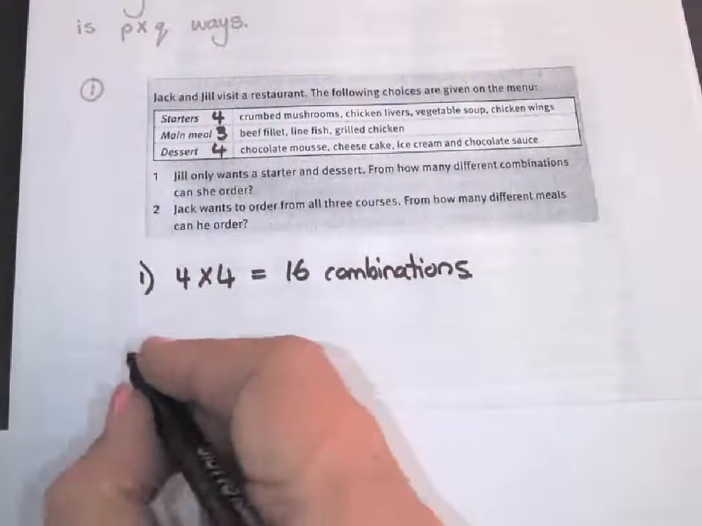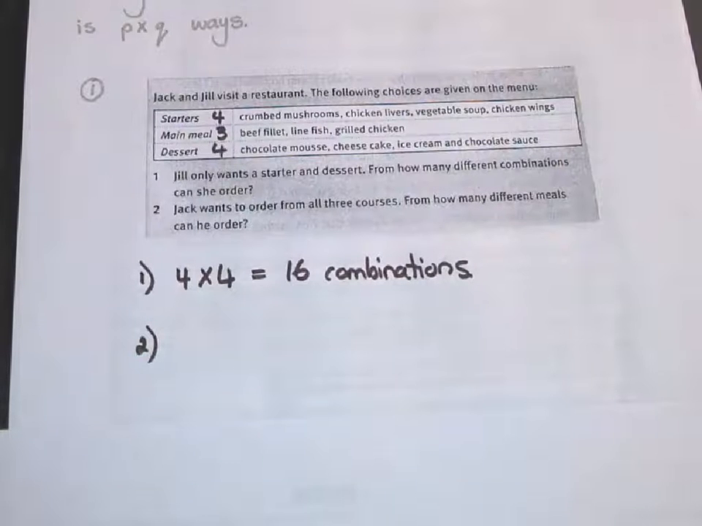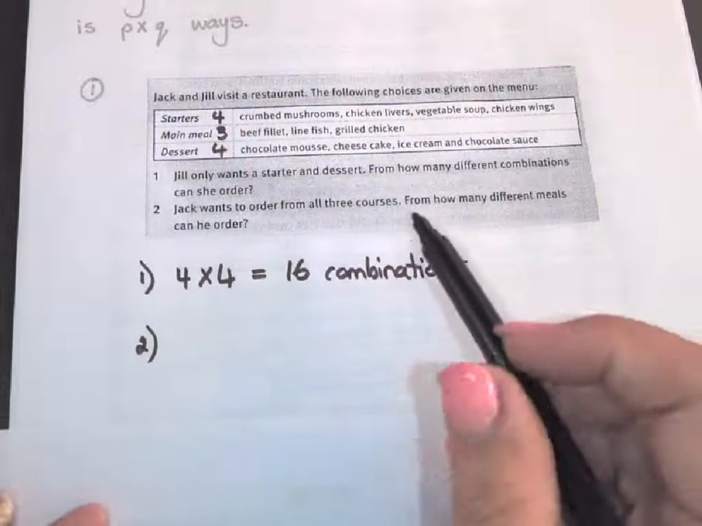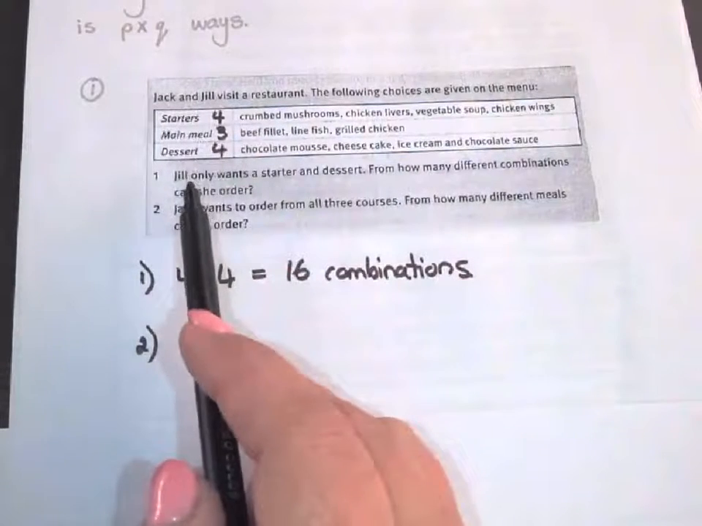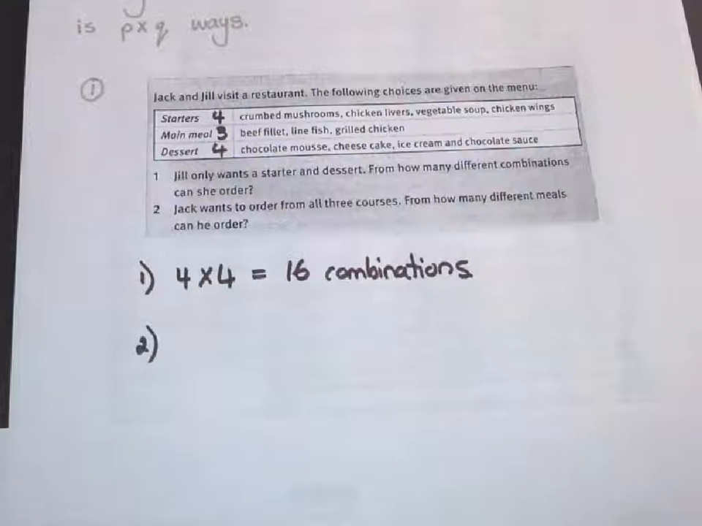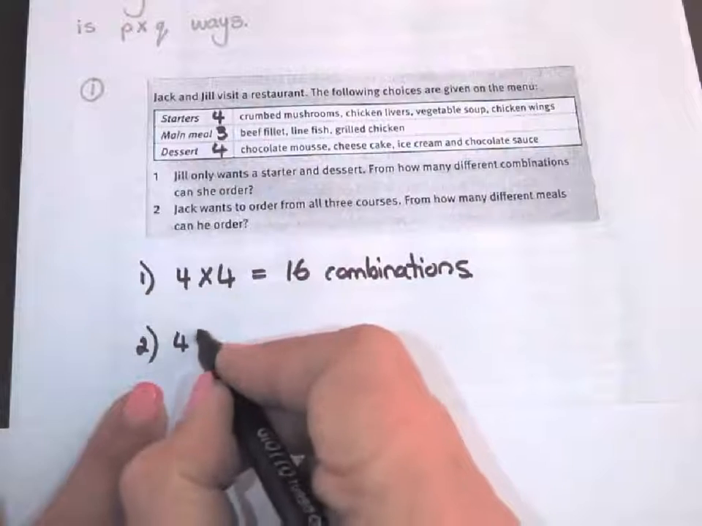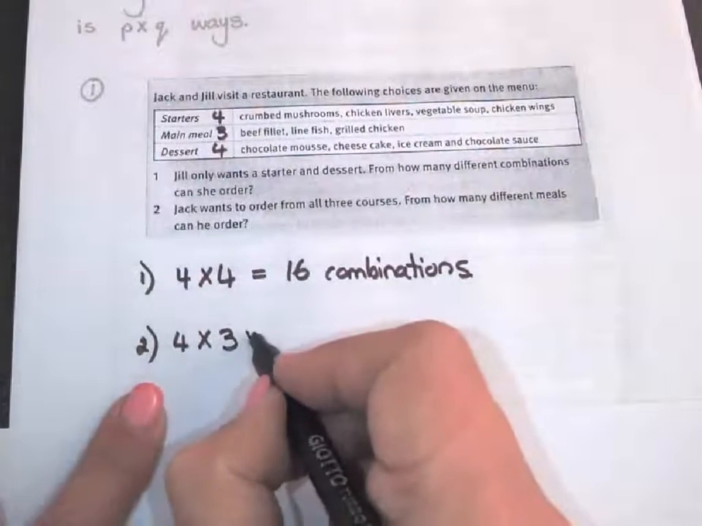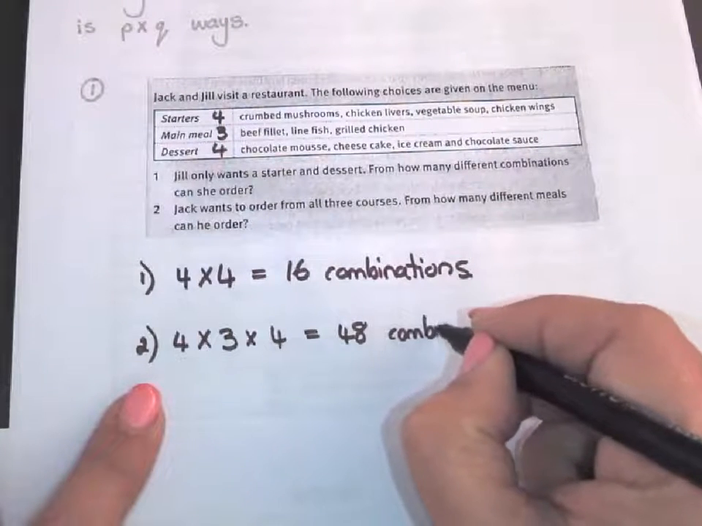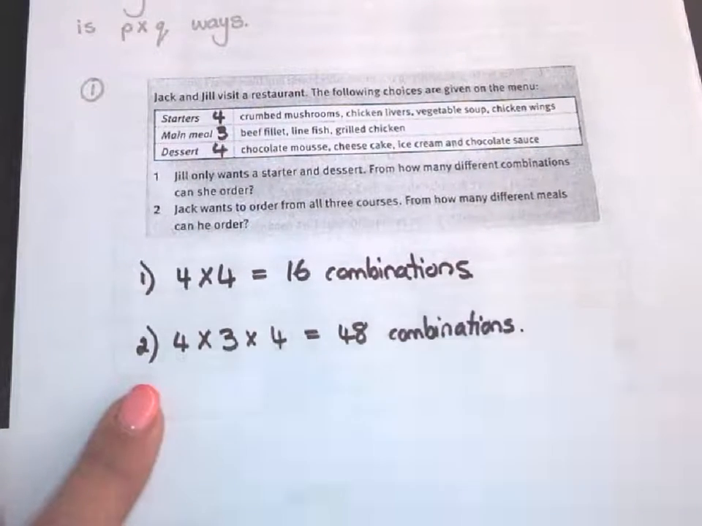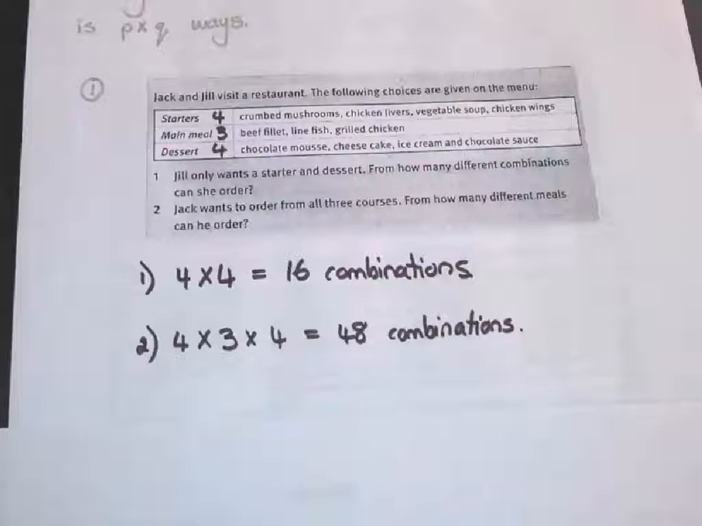Number 2, Jack goes to the cafeteria. He wants to order from all 3 courses, a starter, a main, and a dessert. How many different combinations can he choose from? 48. So it will be 4 starters times 3 meals times 4 desserts, and that is 48 different combinations. Do you agree? This is very easy.